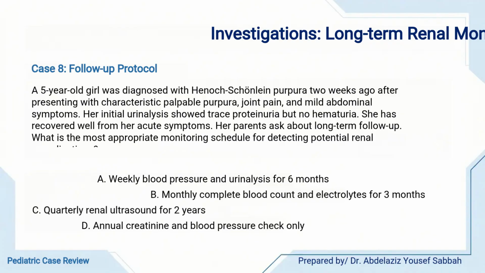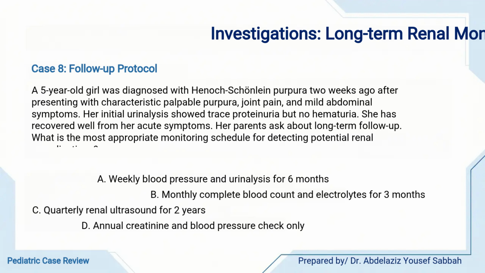Case 8. A 5-year-old girl was diagnosed with Henoch-Schönlein Purpura 2 weeks ago after presenting with characteristic palpable purpura, joint pain, and mild abdominal symptoms. Her initial urinalysis showed trace proteinuria, but no hematuria. She has recovered well from her acute symptoms. Her parents ask about long-term follow-up. What is the most appropriate monitoring schedule for detecting potential renal complications?